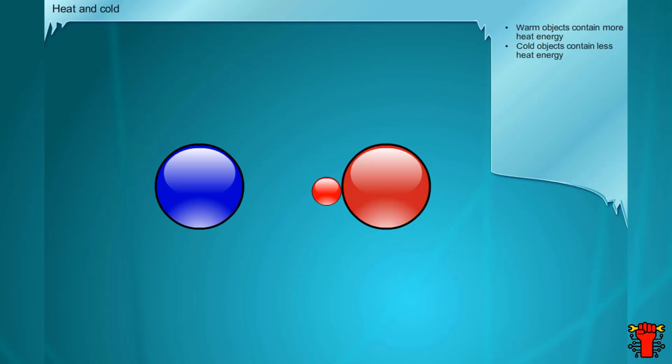The hot sphere is now transferring heat energy to the small, colder sphere, which warms up. The small sphere is now passing energy to the cold sphere. You have just transferred heat energy from one sphere to another.